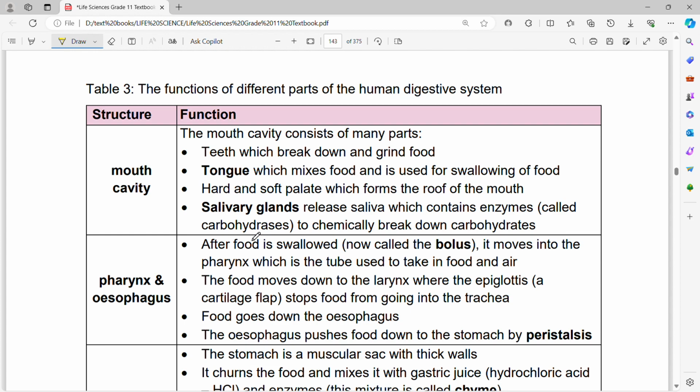Carbohydrase, this one. In the ending of any enzyme, ase means to break down. So carbohydrase means it will break down carbohydrate. Lipase means it will break down lipids, right? So in the salivary gland, the enzyme present is carbohydrase, which means it will break down your carbohydrate, right? Then we have the tongue. In the mouth cavity, we have teeth to break down or grind food. Tongue, which will help us swallow the food.